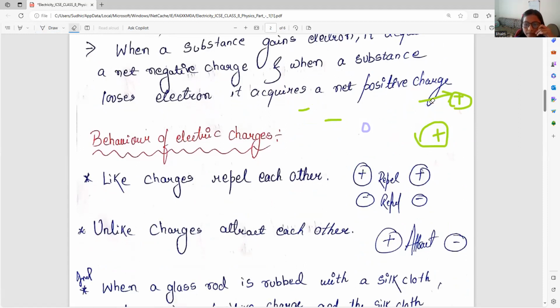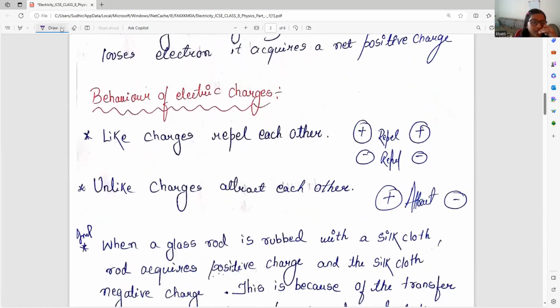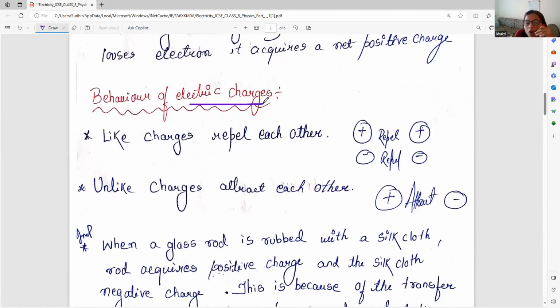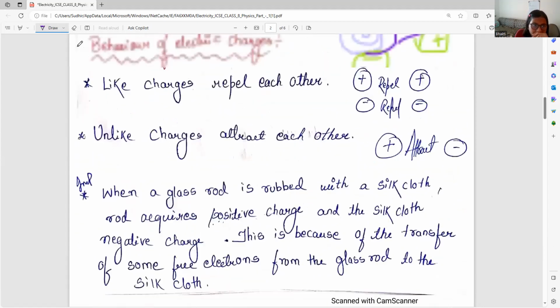So I erase this. Okay guys, behavior of electric charges. Electric charges are positive and negative. Like charges repel each other and unlike charges attract each other. The same concept is in magnets: north repels north, north and south attract. The same happens with charges. Like charges repel and unlike charges attract each other. Not to explain much.